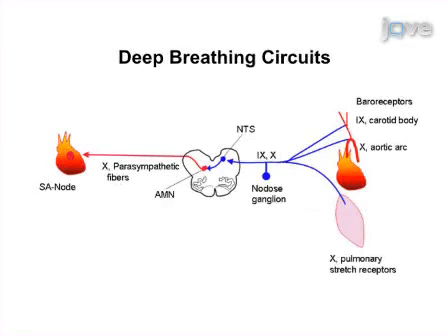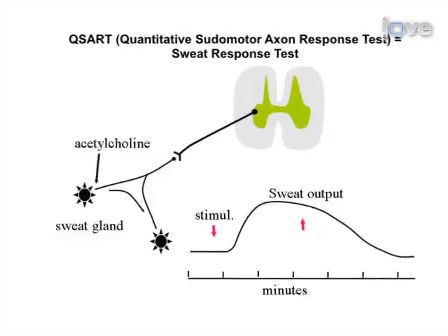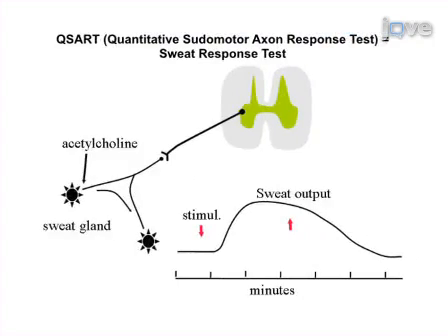The first assessment, the deep breathing test, checks cardiovagal function or parasympathetic function. The second assessment, the Valsalva maneuver, checks both cardiovagal and adrenergic function. The third assessment, the tilt test, checks primarily adrenergic function. The final assessment, the sweat response test, checks postganglionic sympathetic sudomotor function.